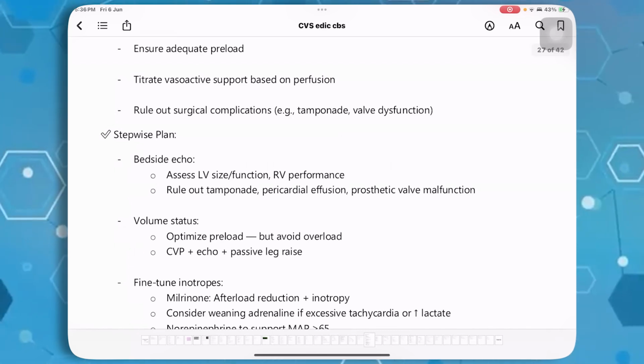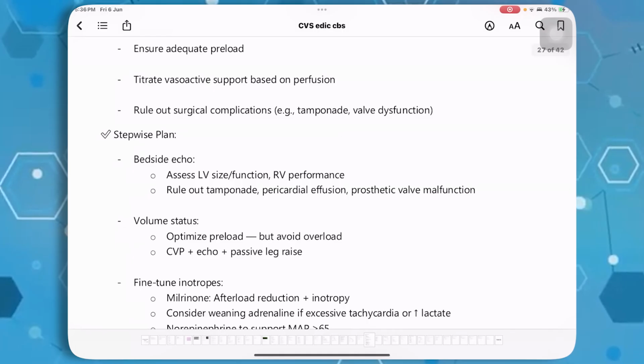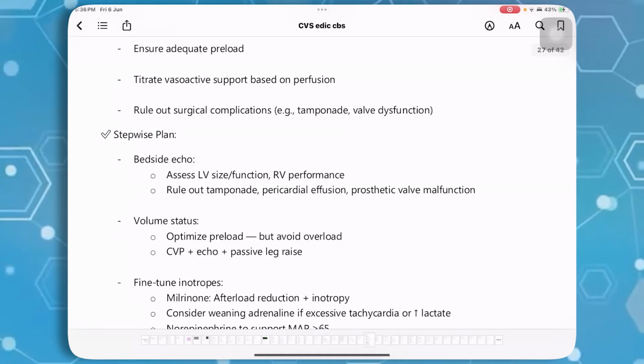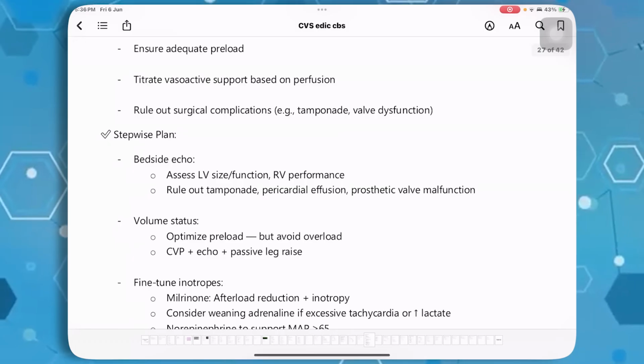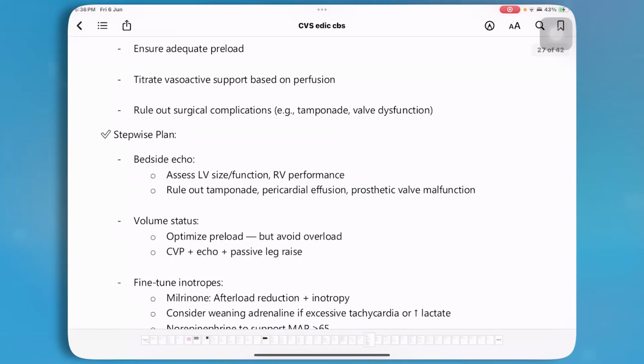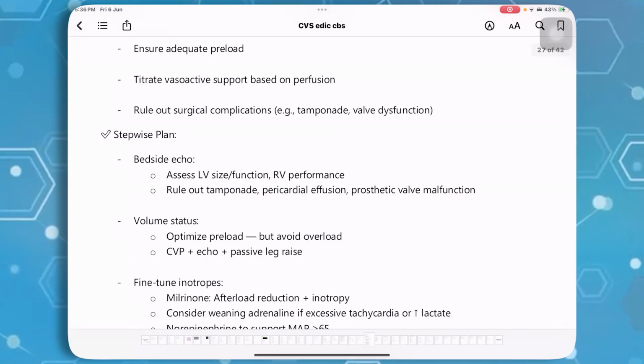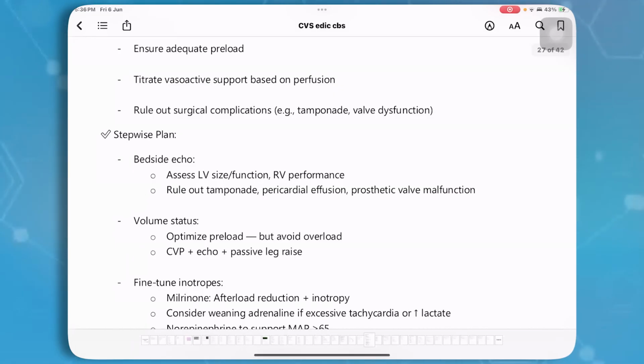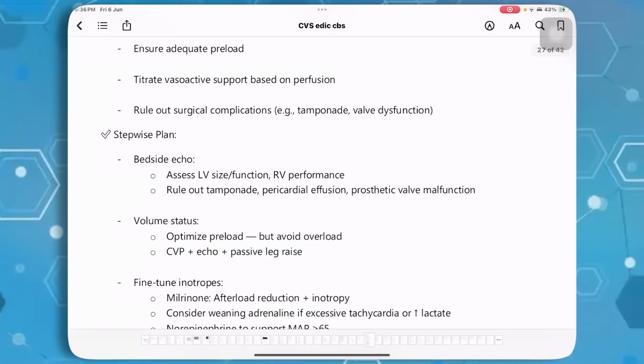Because if the RV is also failing, then IABP will not help. In a patient of post-MI, if the right ventricle has failed, then only ECMO can save the patient, VA ECMO. IABP will not help because IABP can only help the left ventricle. If you need something to help the heart as a whole, then you need ECMO as a good device.